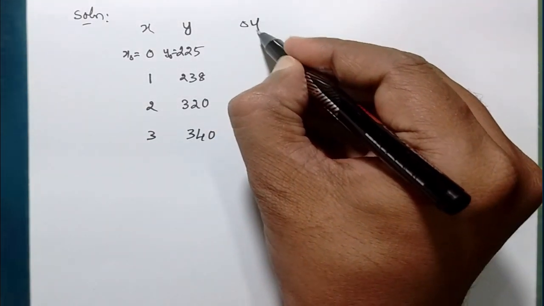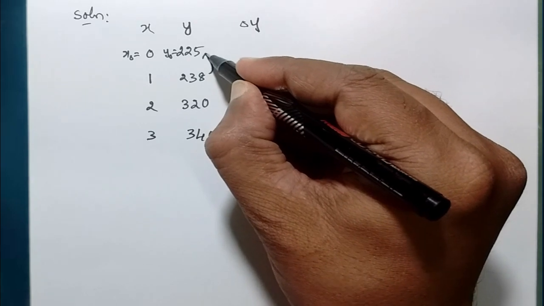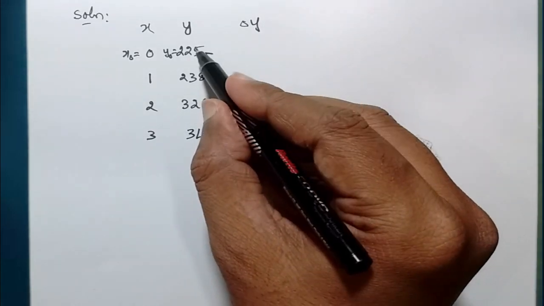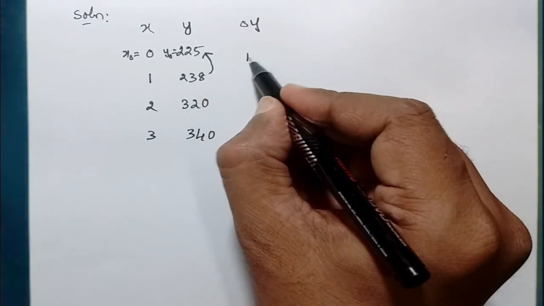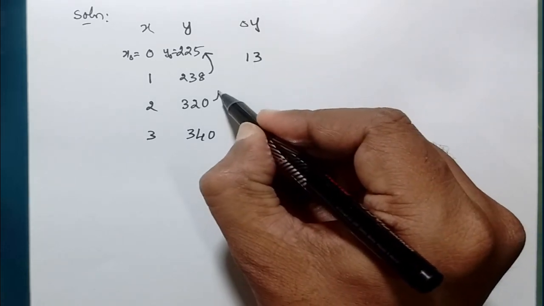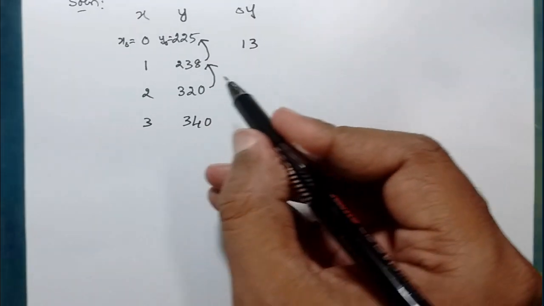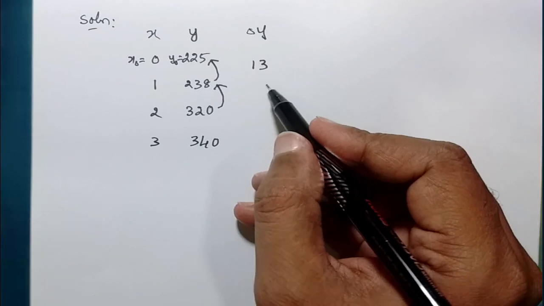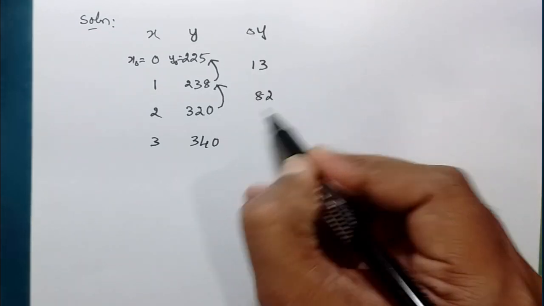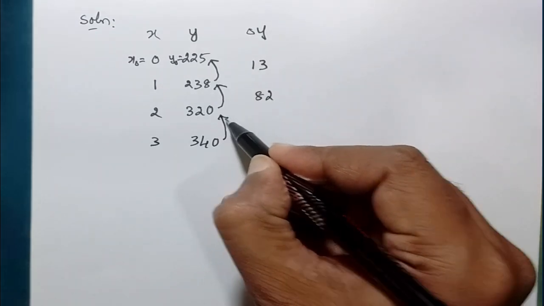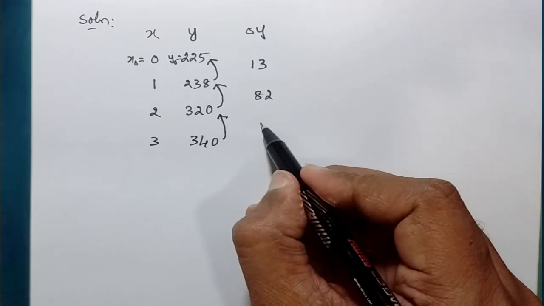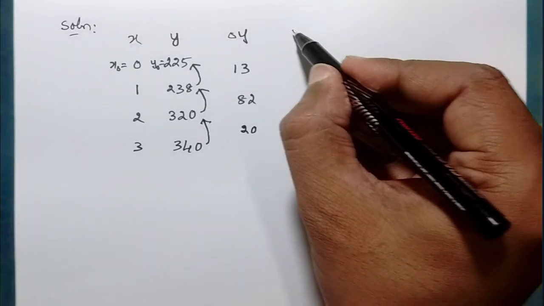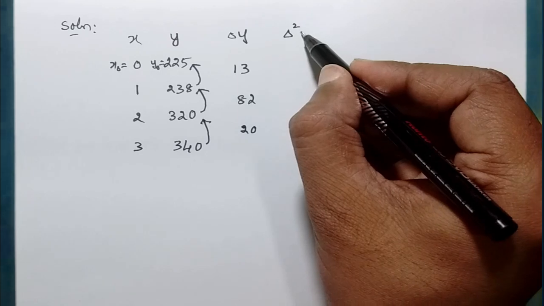It is del y. So take this difference, 238 minus 225. You can just use the calculator and see how much you're getting, 13. Then take this difference, 320 minus 238. How much you're getting? 82. Take this difference, 340 minus 320. What's the difference you're getting? 20.